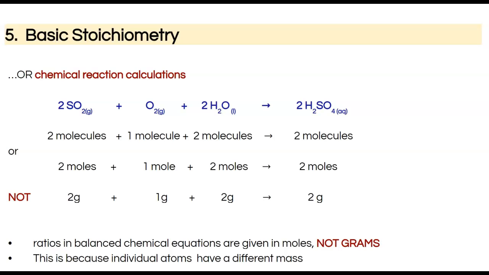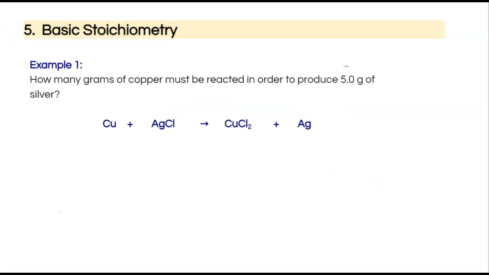Now I think we're ready to start framing out how we approach basic problems that we might see in stoichiometry. So let's take a look. Here we have a pretty simple stoichiometry question to start us off, to scaffold us to some more challenging questions, and this will help us learn the basics. Let me read it out to you: How many grams of copper must be reacted in order to produce 5 grams of silver?